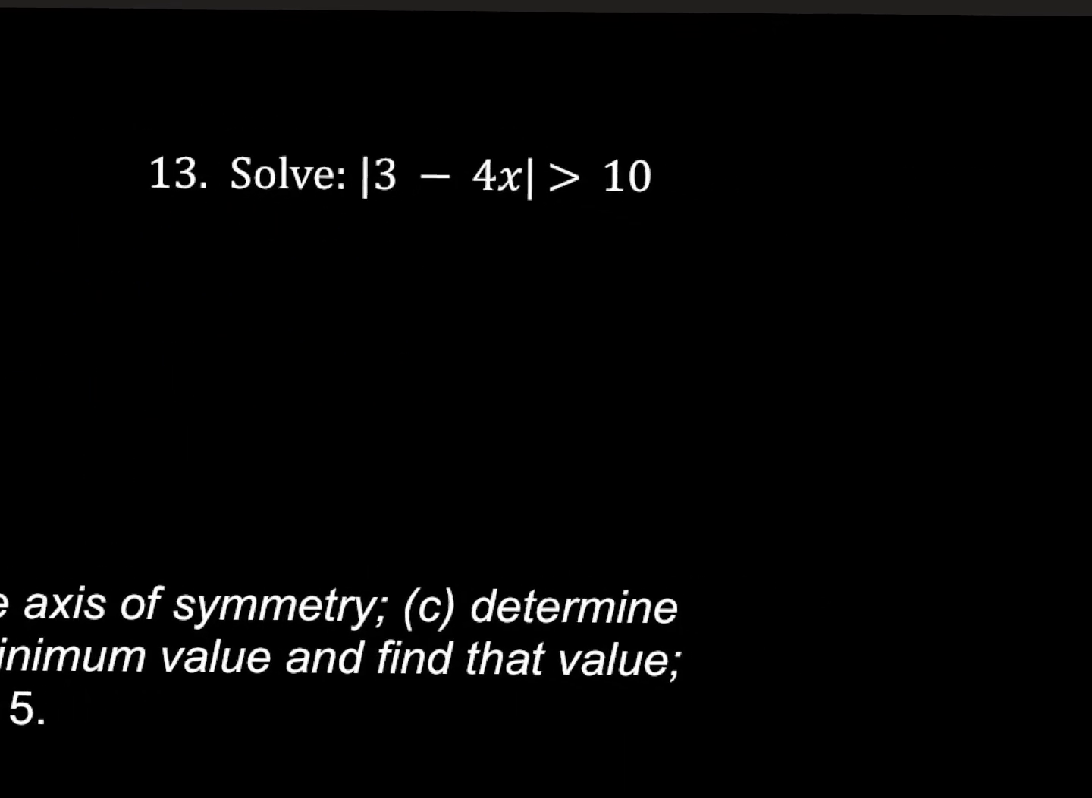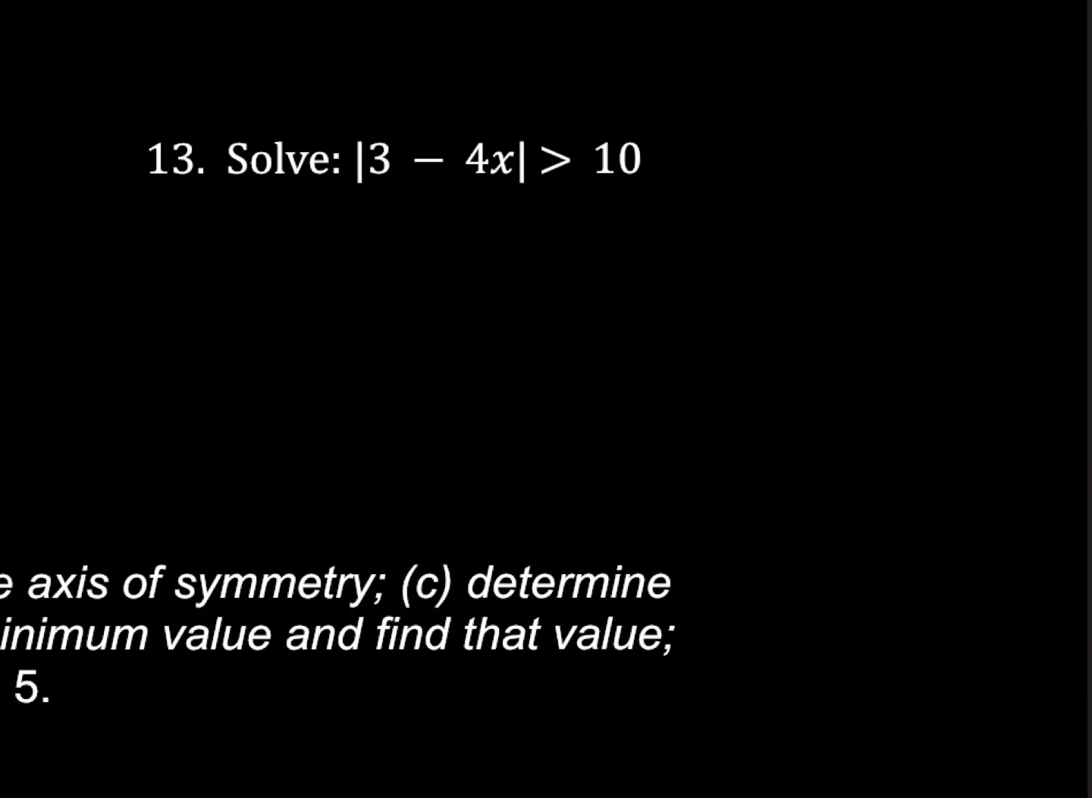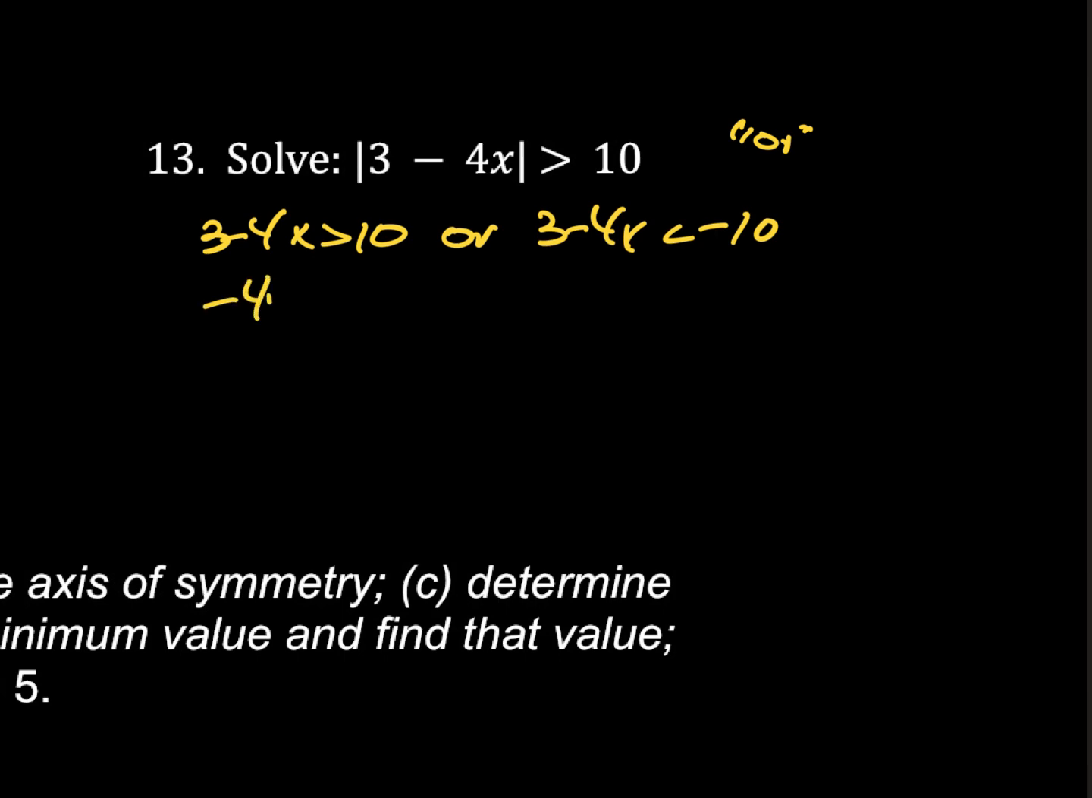Number 13 is greater than, which means I'm going to do or on this one. So I'm going to take what I see, 3 minus 4x, and write that out. Or I'm going to say 3 minus 4x is less than negative 10. All right, so on the left-hand side here, I'm going to move the 3 over. That gives me 7. If I divide by negative 4, you flip the sign, so I get that.